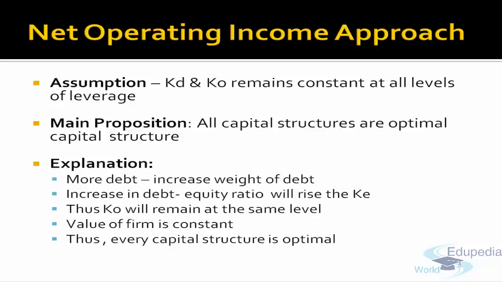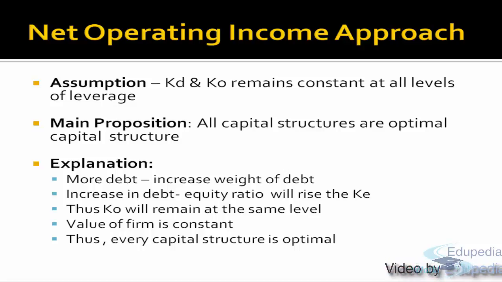If the company introduces more capital by way of debt, it increases the weight of debt. With the increase in the debt ratio, there is also a rise in the expectation of the equity shareholder. So if more debt is introduced, the KD will rise, and that will simultaneously raise the cost of equity shareholder. So with increase in debt, the overall cost, the KO, will fall, but on the other hand, the cost of equity shareholder will rise. So in this way, the KO will remain the same. There will be no change in the overall cost of capital. So the value of the firm will remain constant.